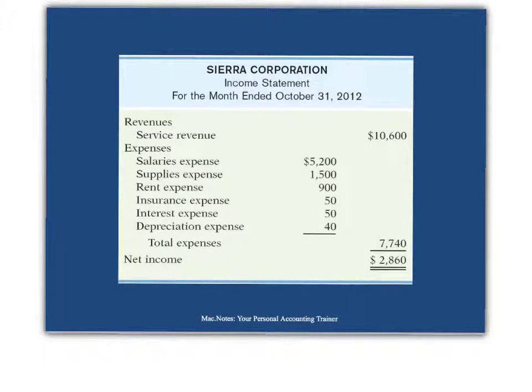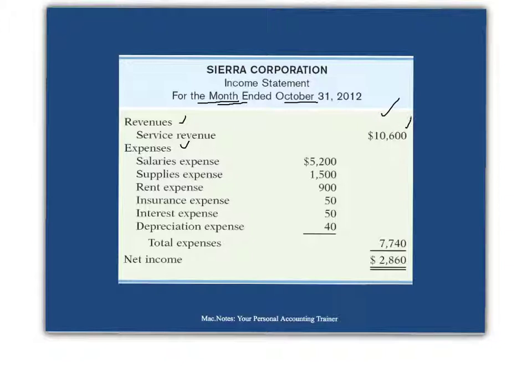To begin with, we start with the income statement. Now, the income statement is what's called a time period statement. That is, this statement, Sierra Corporation, is going to cover the month of October. The transactions now are a summary of all the revenue and expenses incurred during the month of October 2012, from the beginning, October 1st, to the end of October 31st.